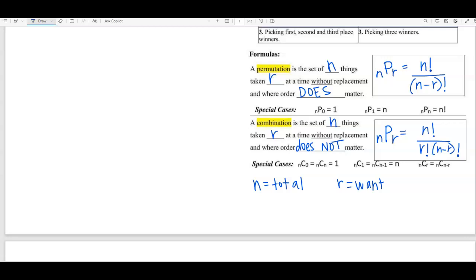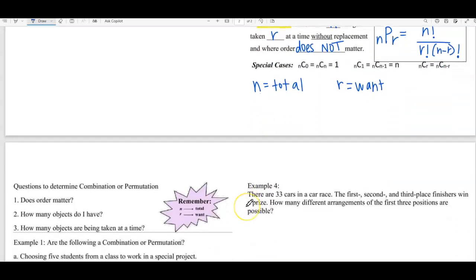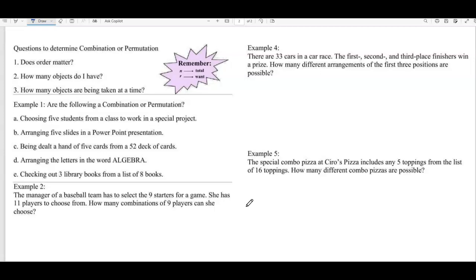All right, let's go to the next page. Does order matter? That's the question to determine combination or permutation. So number 1, does order matter? Well, for combinations, no. For permutations, yes. How many objects do I have? That's the n. How many objects are being taken at a time? That's the r.